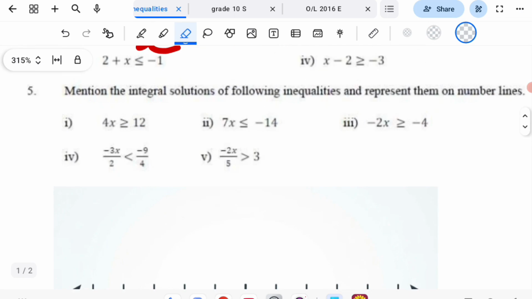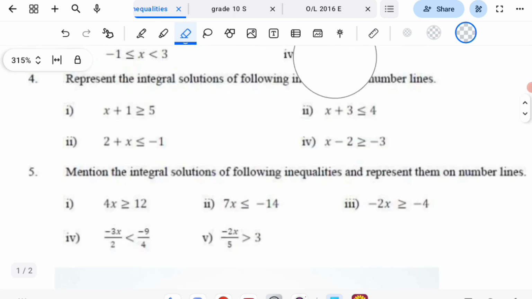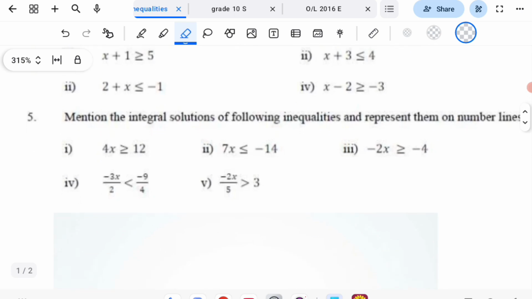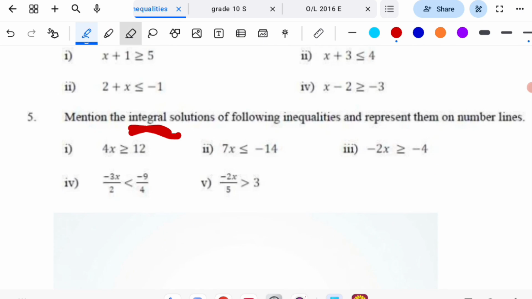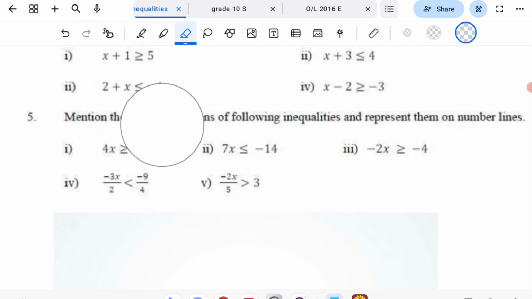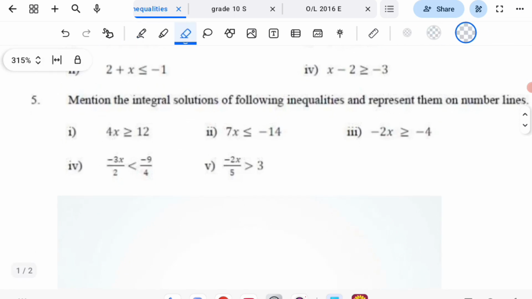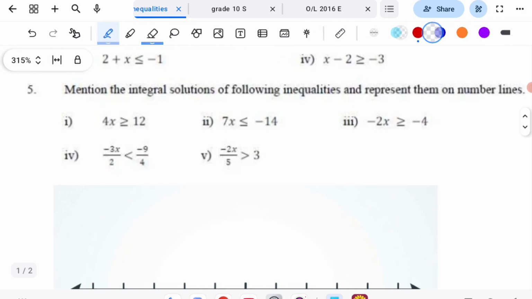Then question number 5. Mention the integral solutions of the following inequalities and represent them on a number line. We have to consider integral solutions. Then we can solve the inequality.